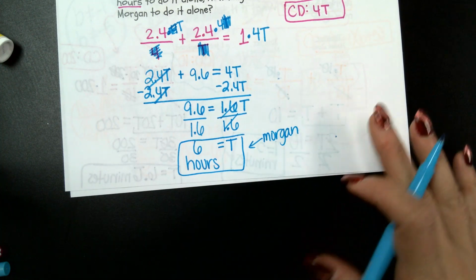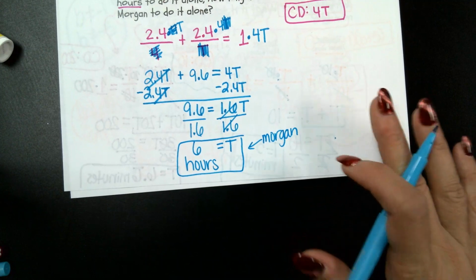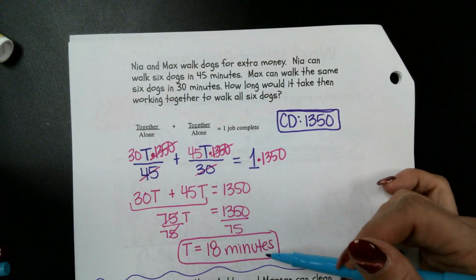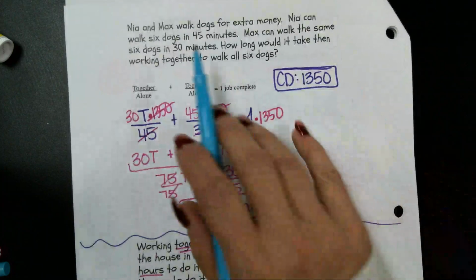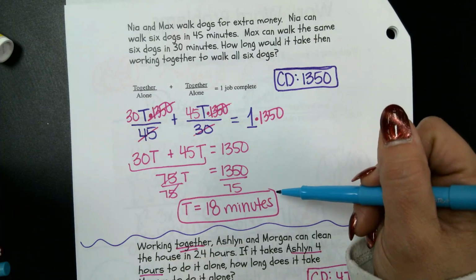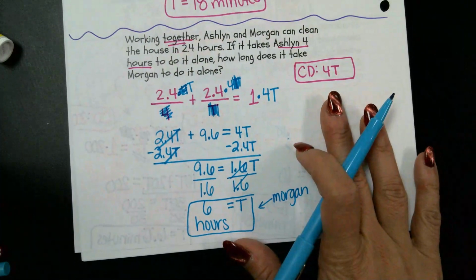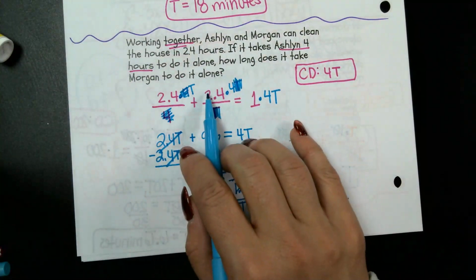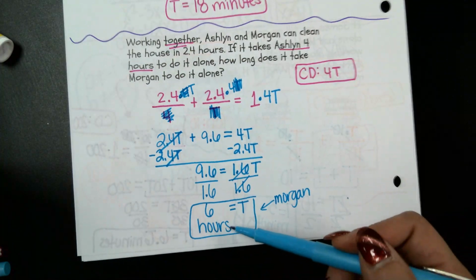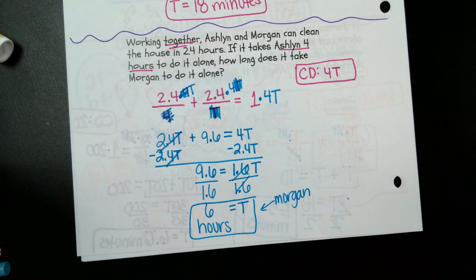And just one thing to keep in mind is this problem up here, we were looking for how long it would take them together. Well, individually it was 45 and 30, so shouldn't the final answer have been smaller? And it was. But down here, it was 2.4 together, so Morgan should definitely be longer than 2.4, and it is. So that's just one thing to ask yourself at the end, like, does this amount of time make sense for whichever type of problem I'm doing?